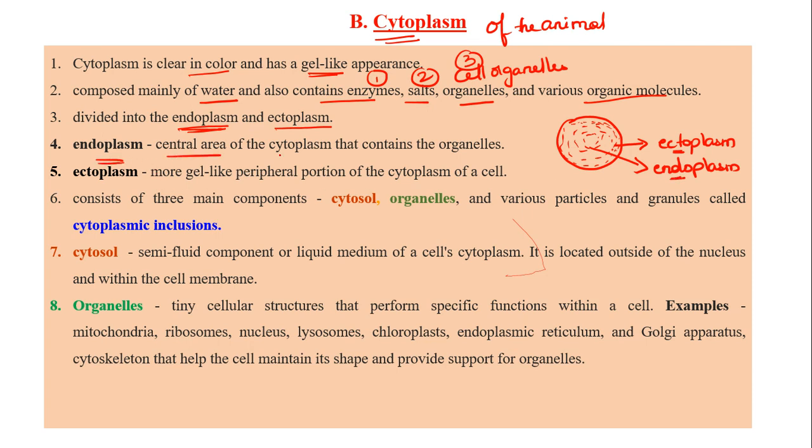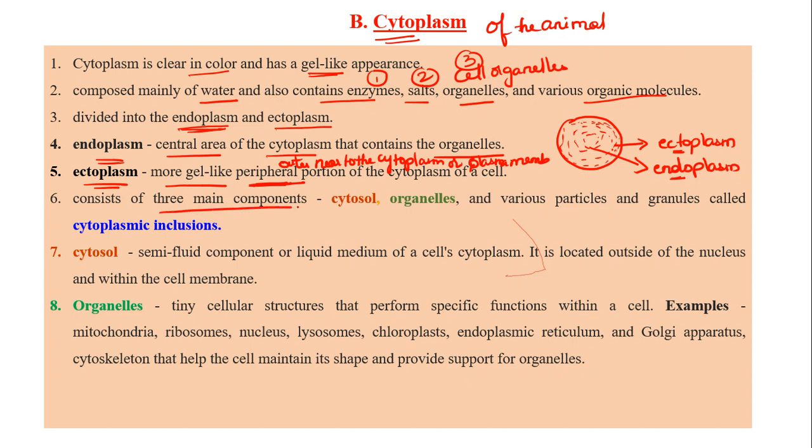So how do they look? Endoplasm is the central area of the cytoplasm, and usually this part contains all the organelles. And what is ectoplasm? Ectoplasm is the more gel-like portion, and it is the peripheral portion. Peripheral means it is present very close to the cell membrane, on the outer side of the cell, very near to the plasma membrane.